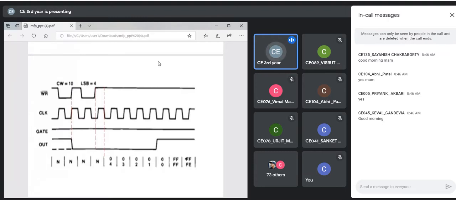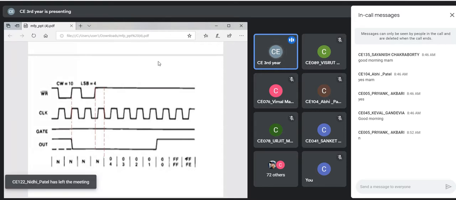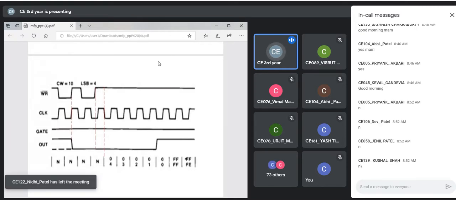Will it be n or n plus 1 or n minus 1 or n square? What will it be? After writing the count n, how many clock cycles will it take to go high? Observe how many clock cycles. I'm writing it here. I've just written here.